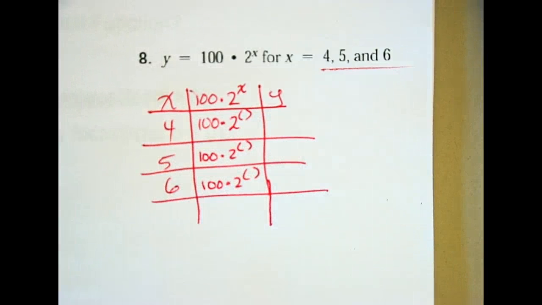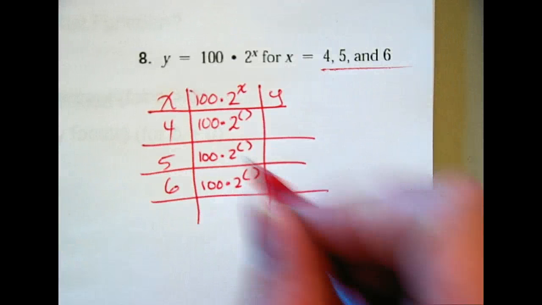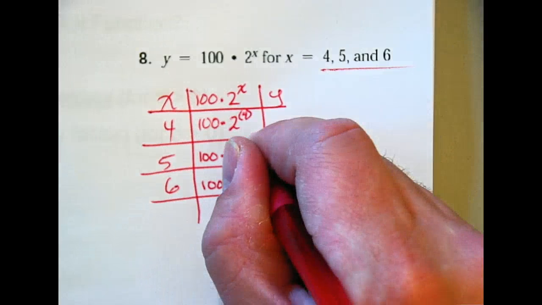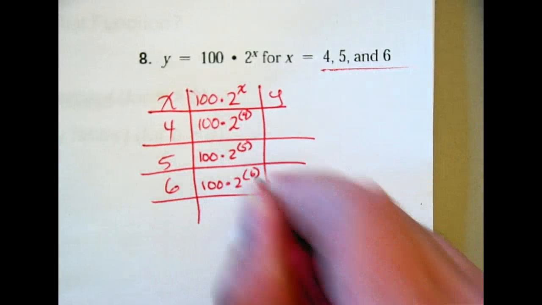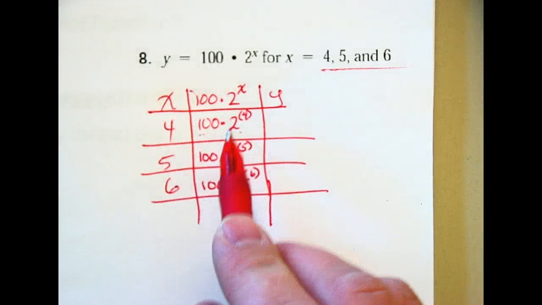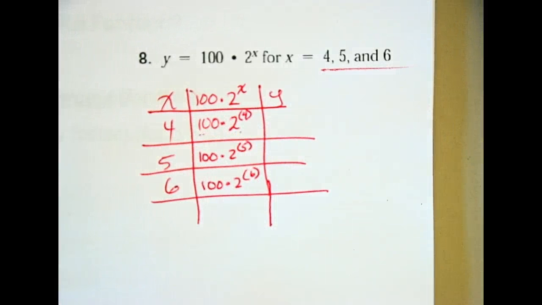They don't tell you inputs. You can pick any values you want. Okay? I'll give you some hints on which ones to use. But there's 4, there's 5, and there's 6. So do I do 100 times 2 or 2 to the 4th first? What comes first? Go ahead and tell your neighbor, 2 to the 4th or 100 times 2?